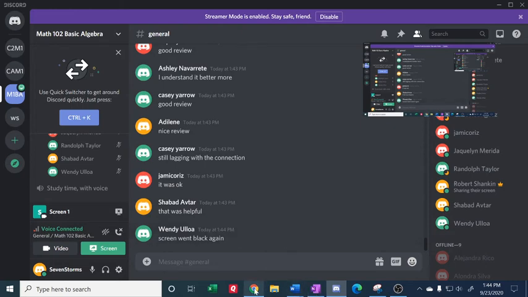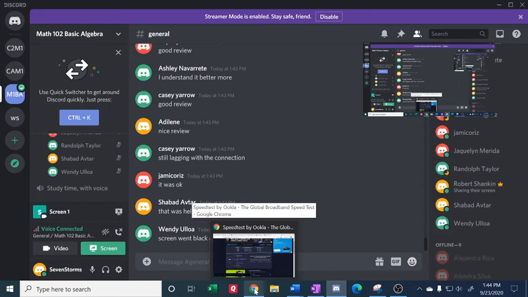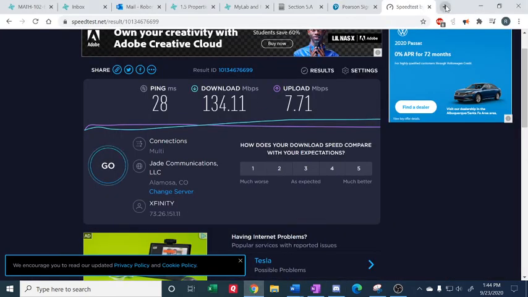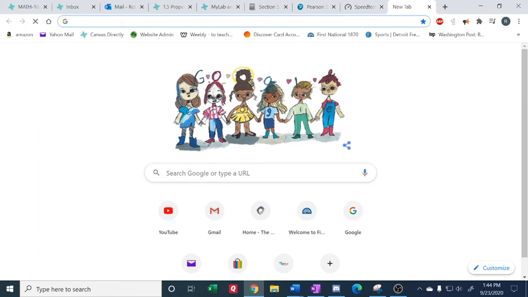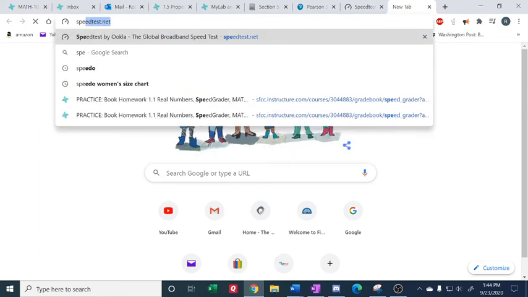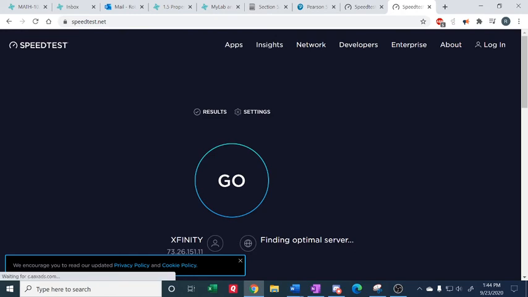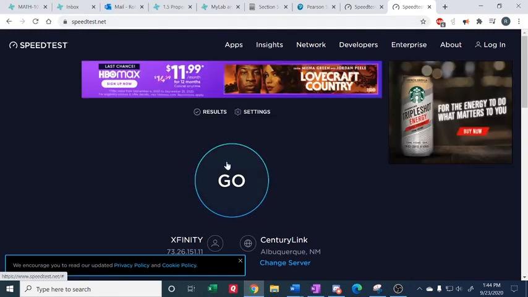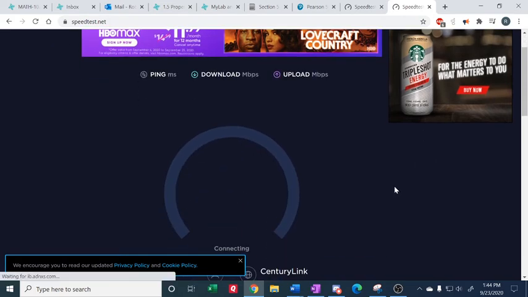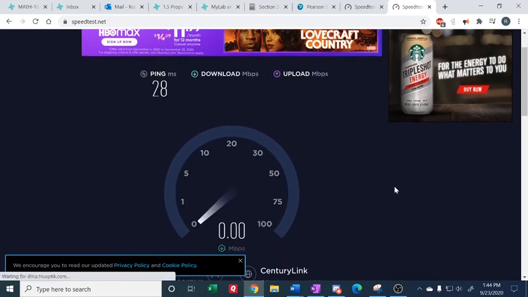Okay, so go to your browser, doesn't matter what browser. Go to speedtest.net, so you can see what it is. Speedtest.net. And then when you hit enter, it'll automatically run a speed test. And you gotta wait for a little bit. Oh, you gotta hit the go. Go ahead and hit go for your speed test. And then you gotta wait.